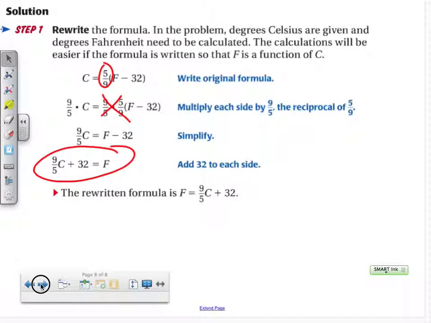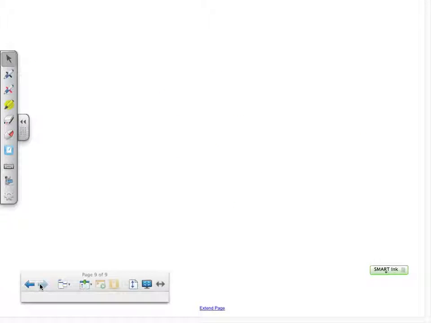So in review, a literal equation is an equation with more than one variable. And you can solve it and come up with formulas. For example, ax squared plus bx plus c is a literal equation, which long ago someone solved and came up with the quadratic formula.